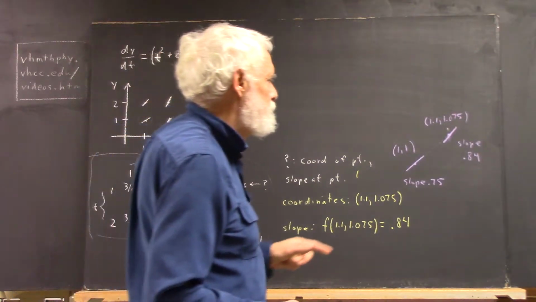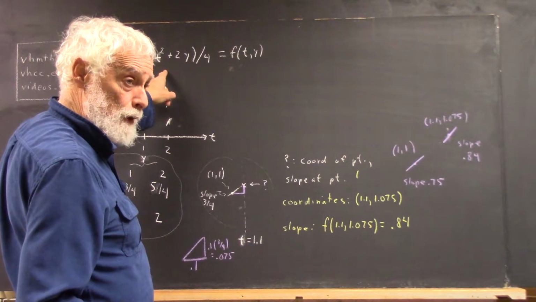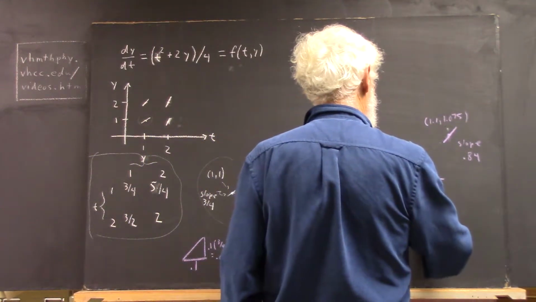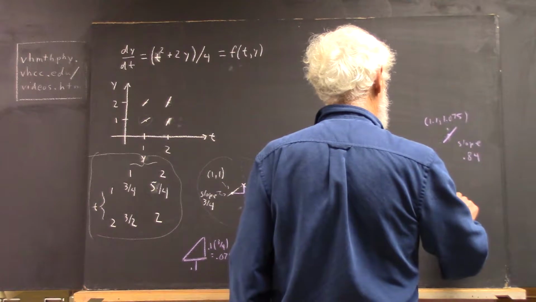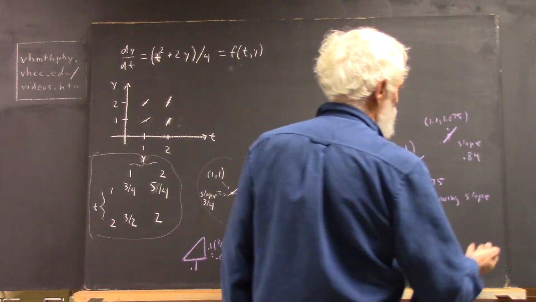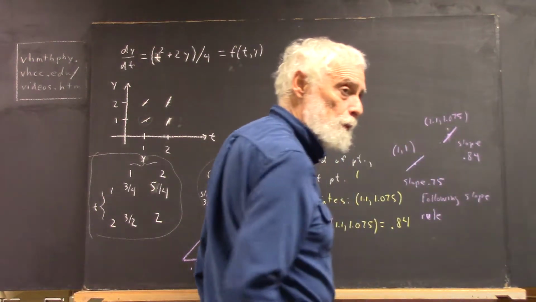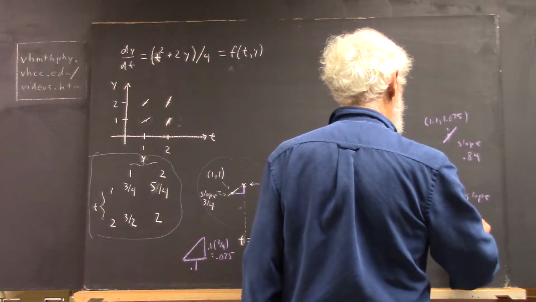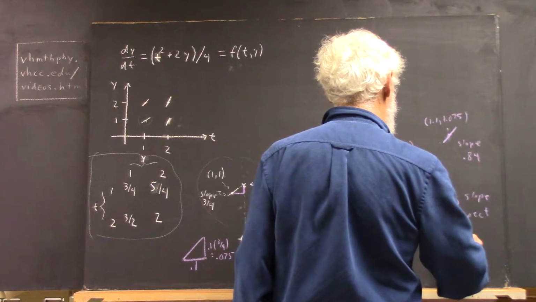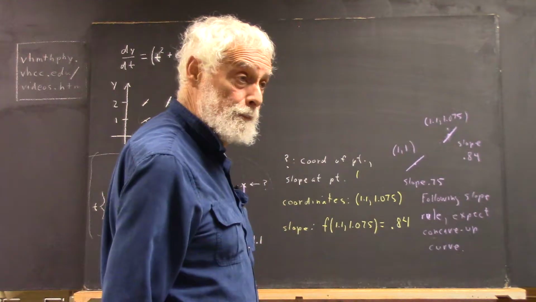So what we're after is the curve that actually follows this slope rule. Okay? So we expect there's an actual curve, put it this way, following the slope rule. Why would I write an E there? Except to mess up the board. Following the slope rule, we expect a concave up curve.